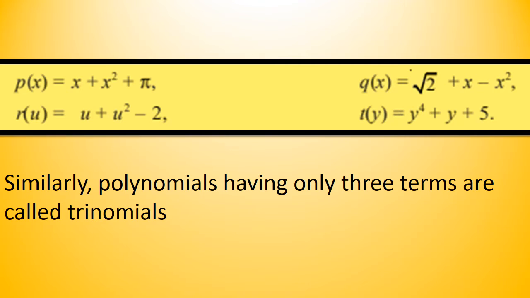Now in this example, you can see there are three terms, and whenever you have three terms, they are called trinomials. If they have more than three terms, we just call them polynomials. But even if it is one term, two terms or three terms, they all come under the polynomial category only. So now let's see next.